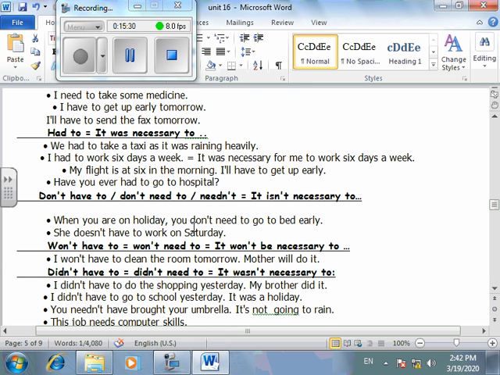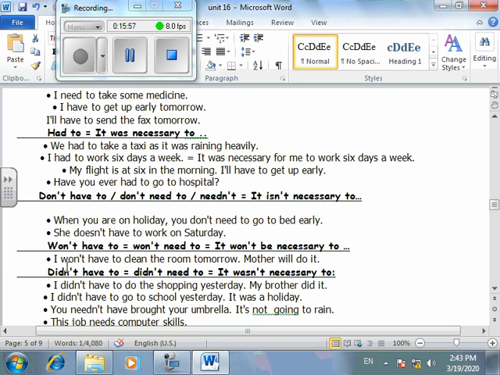When you are on holiday, you don't need to go to bed early. Equals, you don't have to go to bed early. You don't need to go to bed early. You needn't go to bed early. She doesn't have to work on Saturday. She doesn't need to work on Saturday. She needn't work on Saturday.